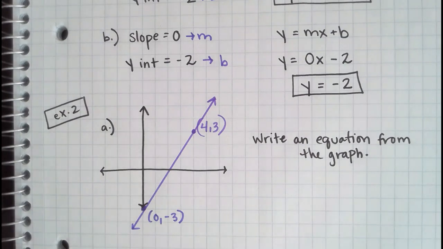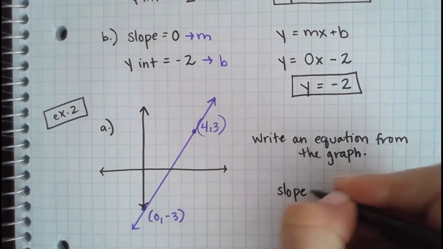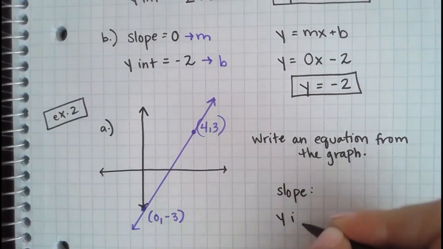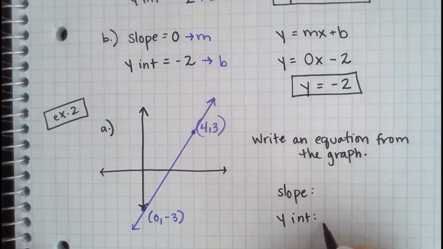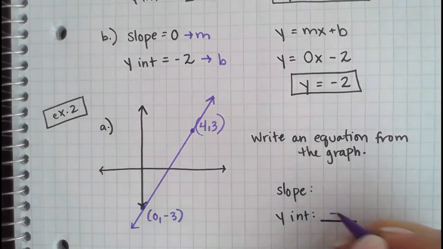In order to write an equation from this graph, we need to know the slope of the line, and we need to know the y-intercept. Can we find both of those from the graph? Yes. What can we see most easily right off the bat? The y-intercept, right? We can look at the graph and we can very quickly see the y-intercept. What's my y-intercept, Emma? -3.